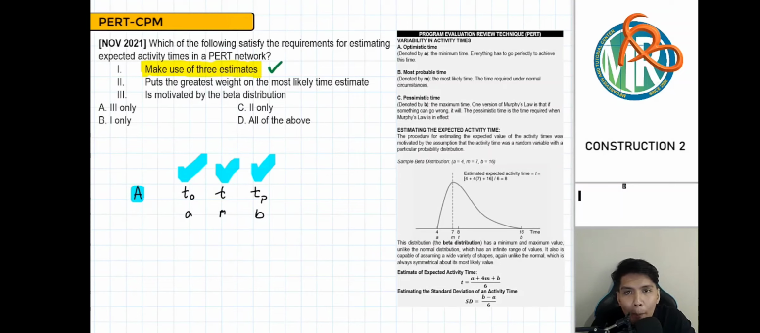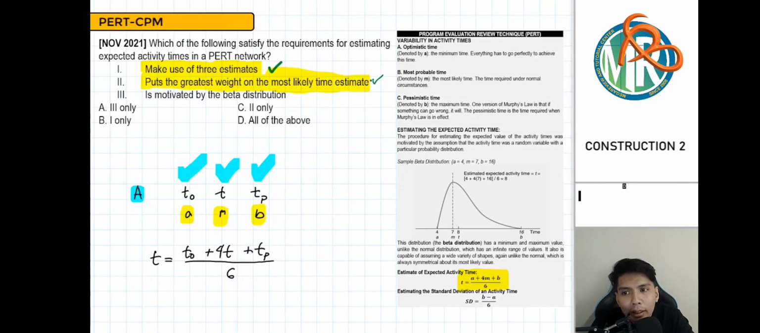Now, let's proceed to the second: puts the greatest weight on the most likely time estimate. Earlier, when we solved the expected time, the solution was like the prismoidal formula. We put 1 weight on the optimistic time, 4 weight on the most probable time, and another 1 weight on the pessimistic time, over 6. Or in our module, A plus 4M plus B over 6, since in our module optimistic time is A, pessimistic time is B, and most probable time is M. So of course, the second statement is also correct.